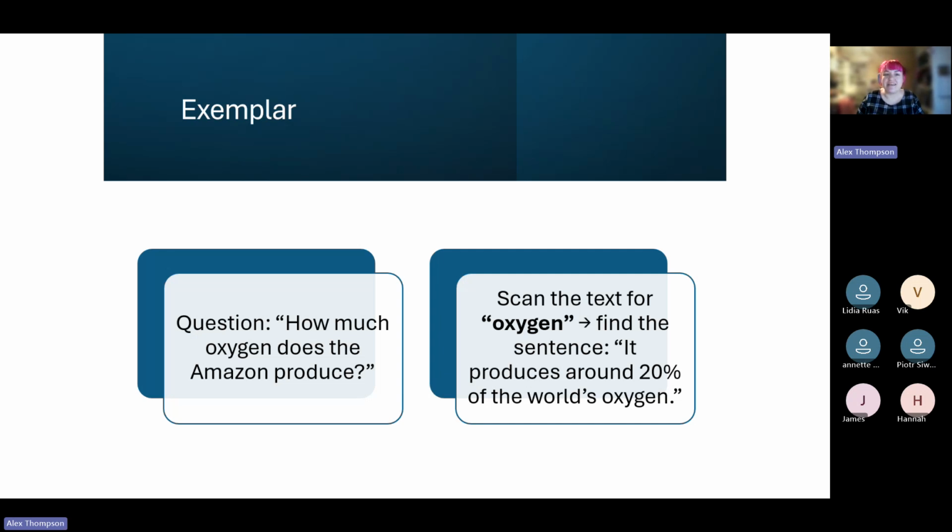The question you're given, let's say it says, how much oxygen does the Amazon produce? If it says how much, it means we're looking for a number. The key word in the question is oxygen. So if we read through the document and we find the word oxygen and it's got a number next to it and we read it, it makes sense, we're happy with it. Bingo, there's the answer to our question.